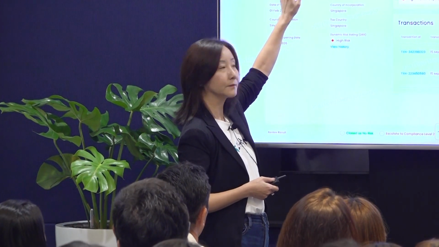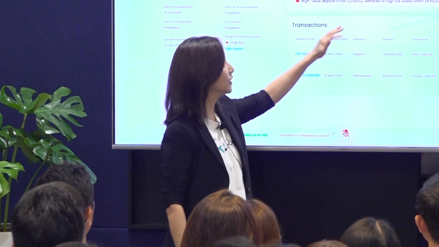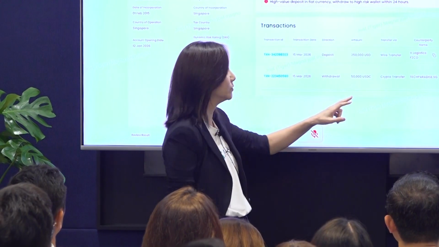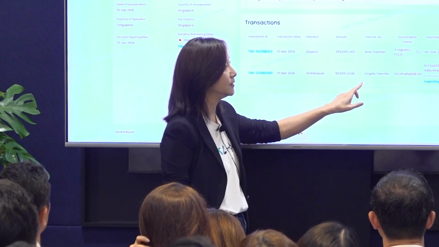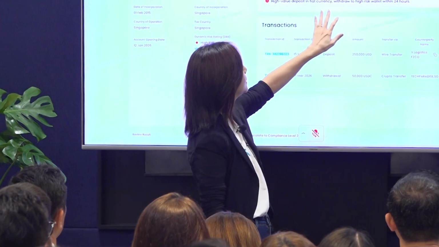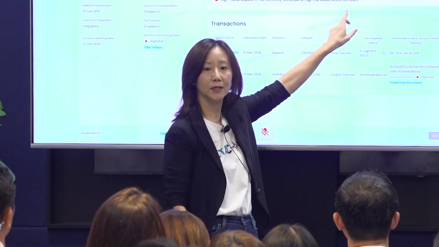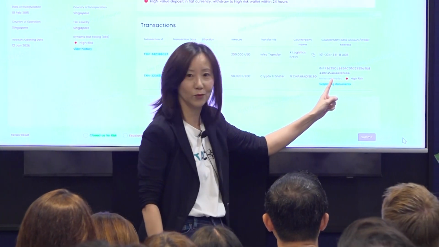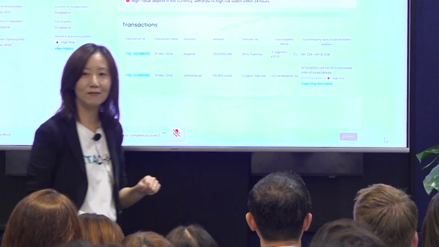Let's open this one. So with this one you can see how this transaction hit the rules. The rule is high value deposit. It's the example I showed just now, the 250,000 deposit with a 50,000 USDC withdrawal. So it already hit the rule, because this is a high value deposit withdrawn to a high risk wallet within 24 hours. That's the first one. The second one, we see this is an unhosted wallet, and the unhosted wallet is rated as high risk.